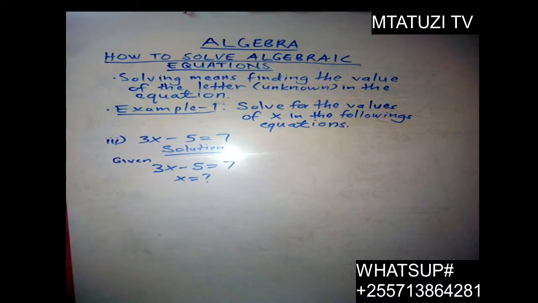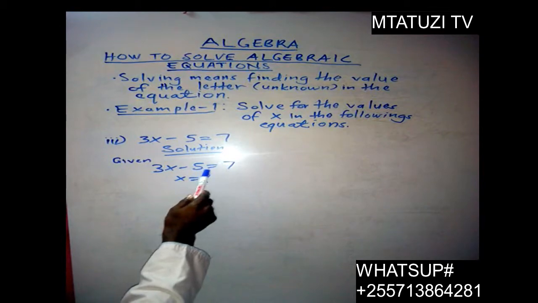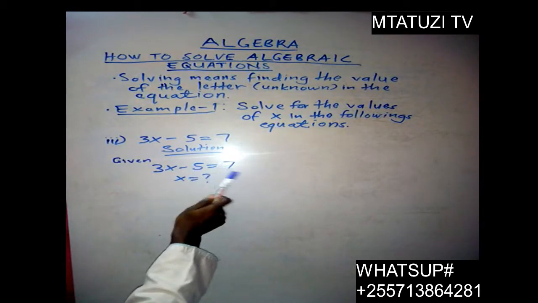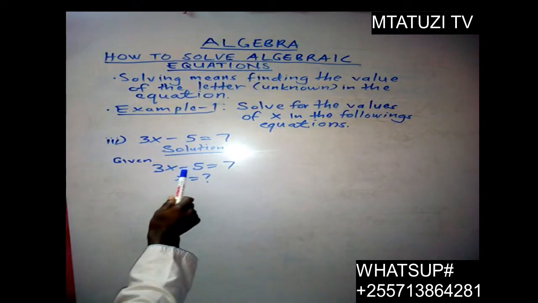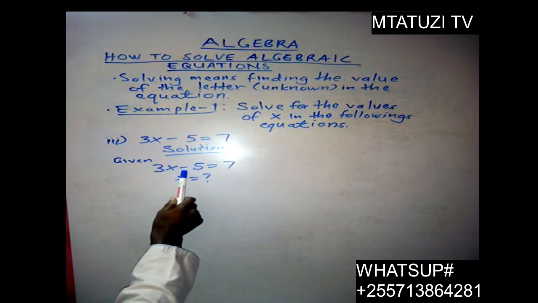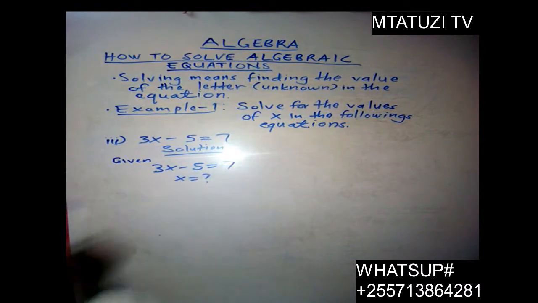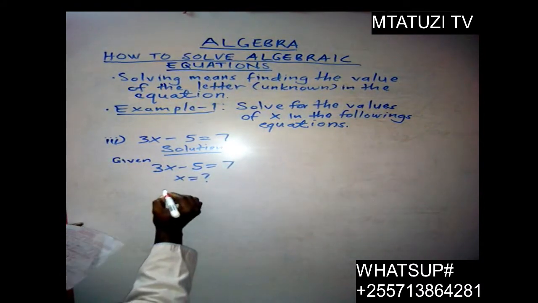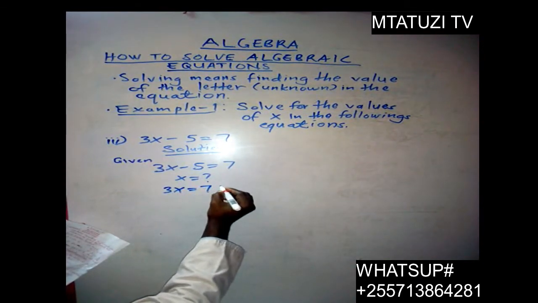In order to get the value of x, we have to shift this 5 to that side. But when we are shifting, make sure you consider the sign behind the number. The sign behind the number is negative. So when you shift it to that side, the sign will change. Instead of negative, it will be positive. So therefore, it will be 3x is equal to 7 plus 5.